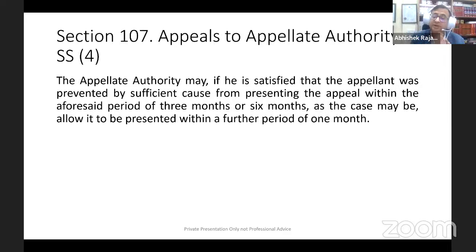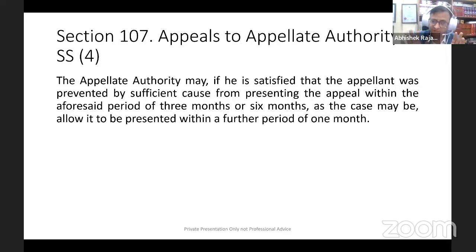But 3 months is your statutory limit. 1 month extra is not your statutory limit. It is a subjective one. And subjective means that there should be certain reasons that you need this 1 month extra. If the reasons are satisfactory, then only this 1 month can be condoned. Otherwise, the appellate authority will reject your condonation if the grounds are not satisfactory.